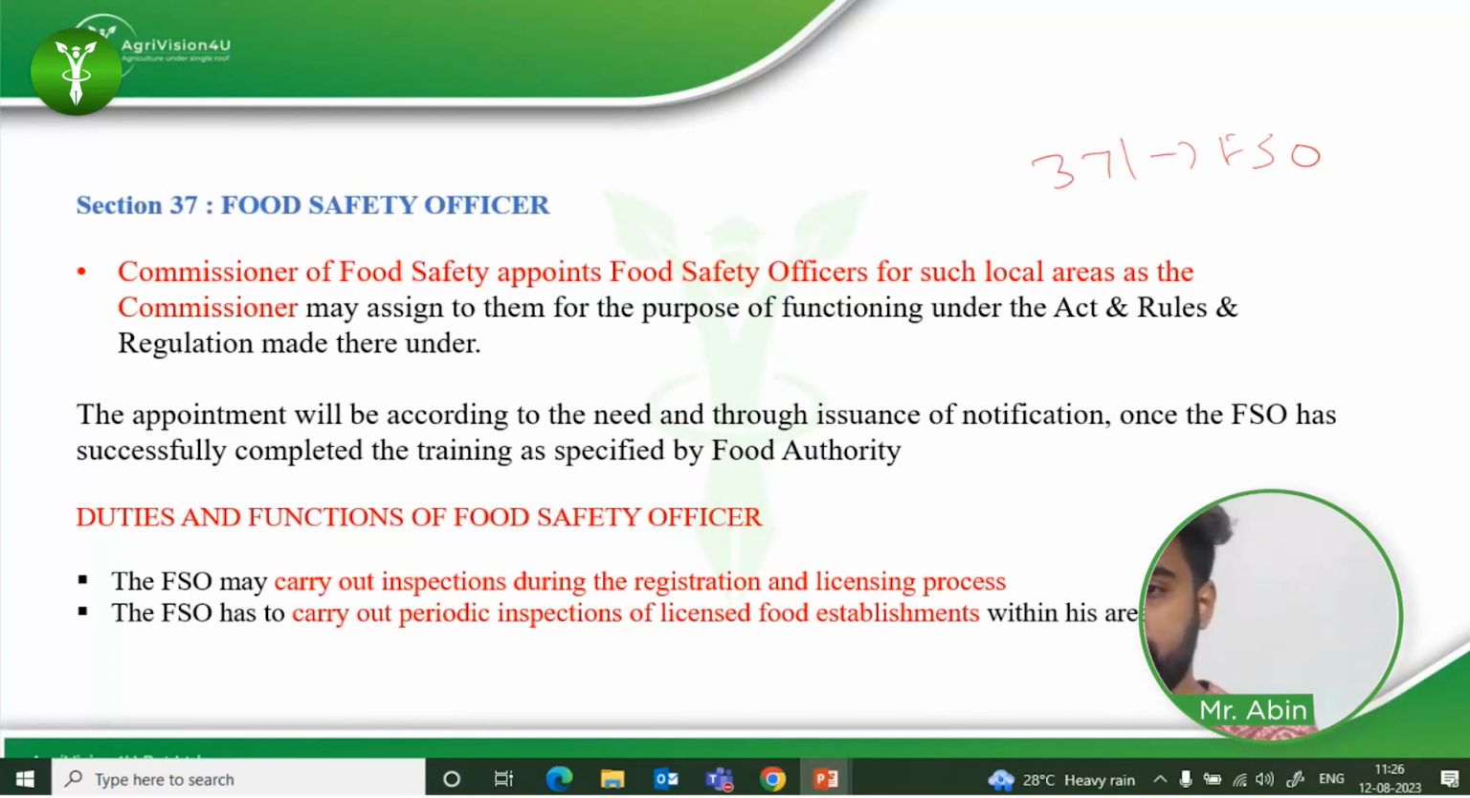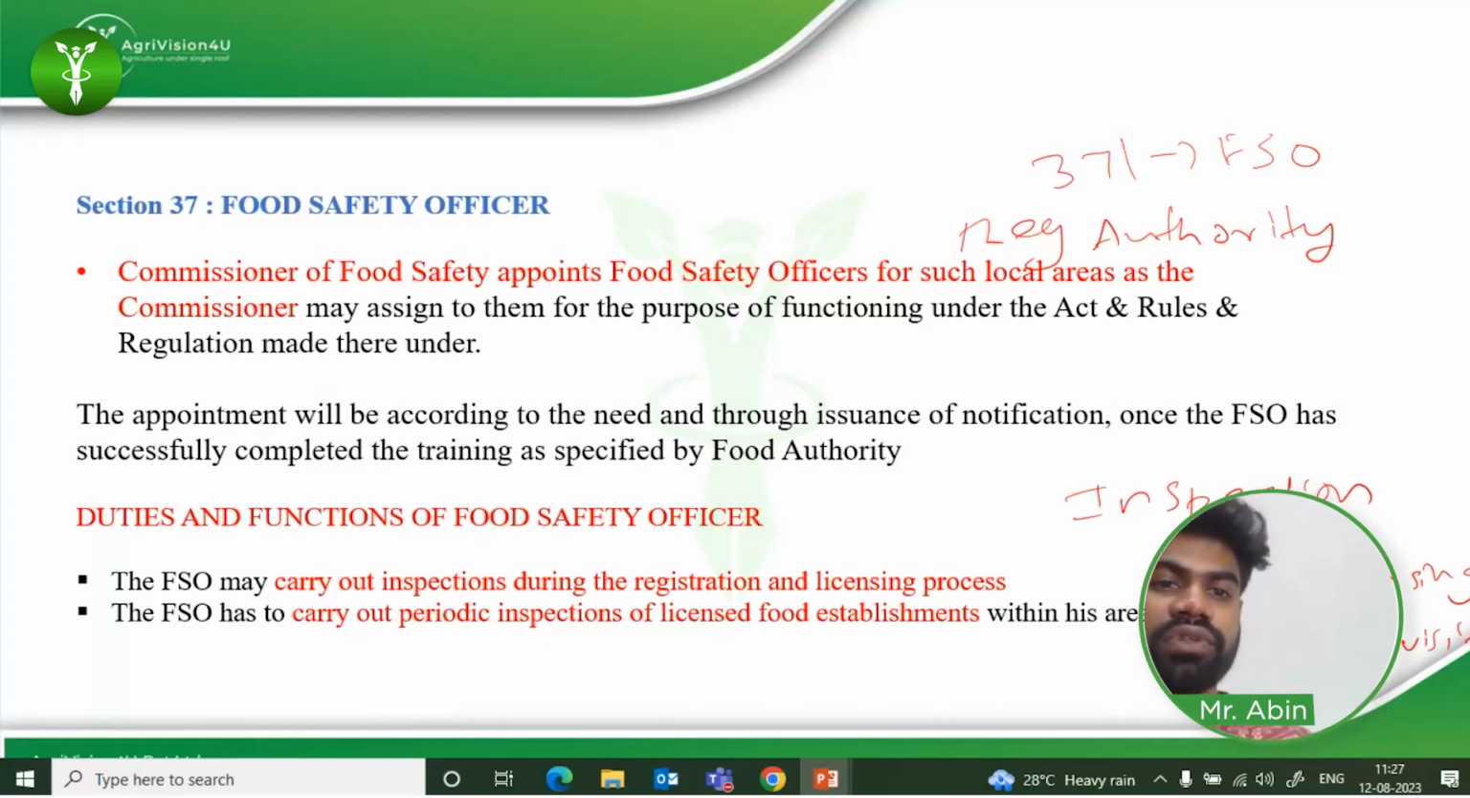So the FSO is termed a registering authority. The FSO and the DO also are registering authorities. The duties and functions: carry out inspection during the registration and licensing process. Then periodic inspections of licensed food establishments. So there is one inspection for licensing or registration and another for periodic visits. These are the responsibilities of the food safety officer.